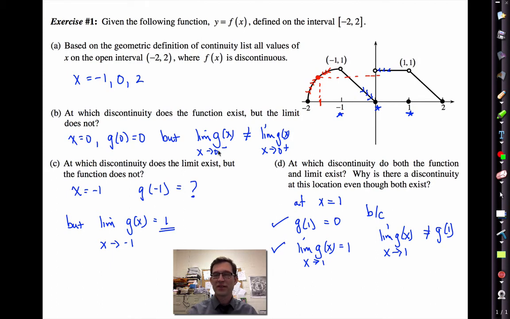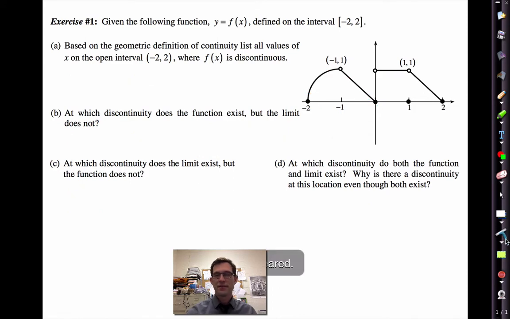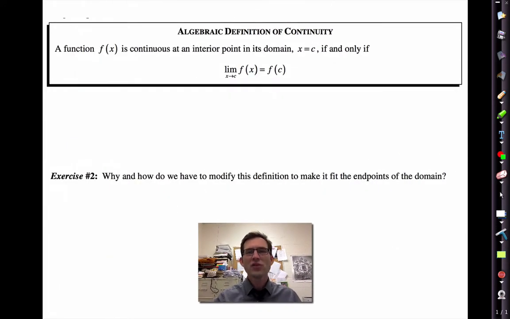All right, I'm going to clear out the text. Let's move on. Algebraic definition of continuity. A function f of x is continuous at an interior point in its domain, x equals c, if and only if the limit of f of x as x goes to c is equal to f of c, right? And that's it. That's the whole deal, which is really, really kind of cool.